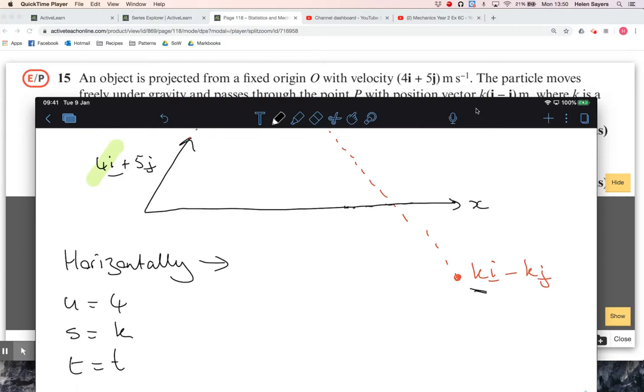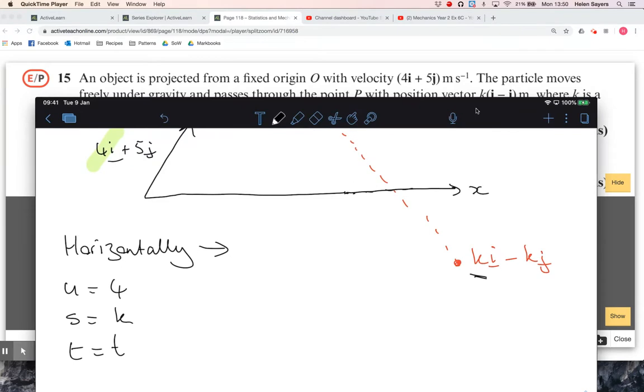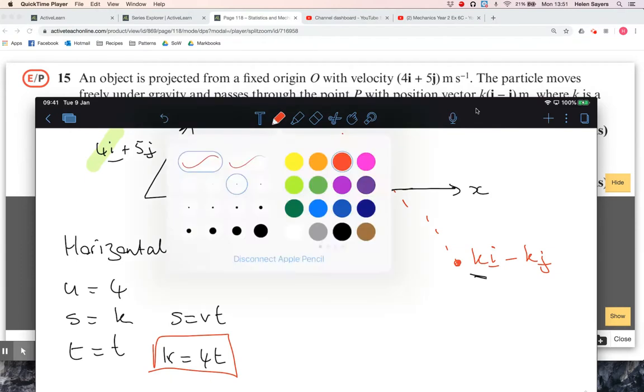Okay, and we don't have to worry about air resistance or anything like that. So acceleration to the right is 0. So it's constant velocity. So I can just use displacement is velocity times time. So displacement is k in the horizontal direction. Velocity is constant 4. So k is 4t. Okay, so let's leave that for now, and we'll come back to that.